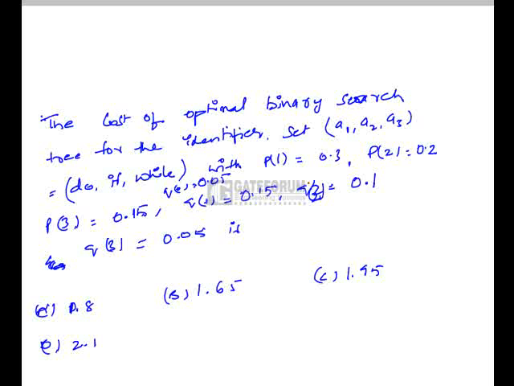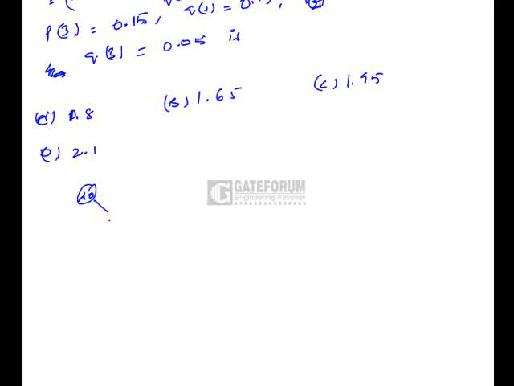So here we have to find the cost of the optimal binary search tree. With this identifier set, we can construct 3 binary search trees possible with the given identifier set. They would be: do, if, while; if, do and while.